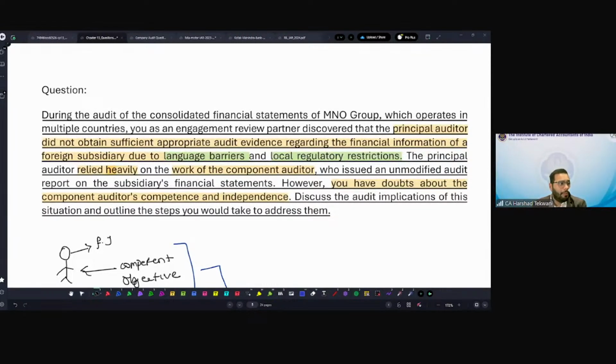Let's take up one more last question, so that we can understand this particular topic in a much better way, and then we will proceed to the next chapter. It is kind of a detailed question.